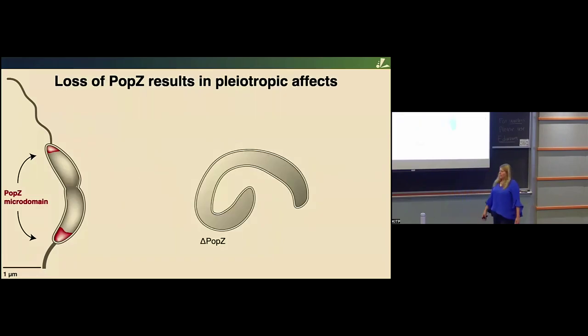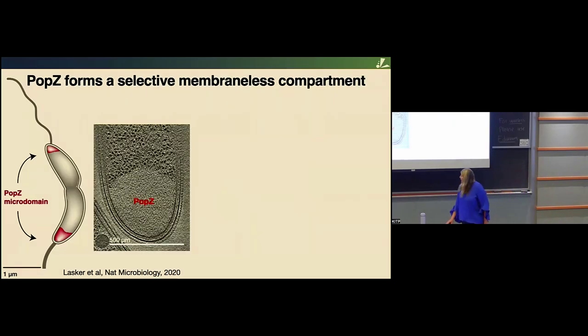If you get rid of POP-Z, the cell is essentially very sick. It loses all of its asymmetry markers and can't do DNA replication and segregation anymore. Cells are still alive, but they become a useless noodle, in a way. Okay, so how does this POP-Z look inside? This is now tomography. These are all ribosomes that are excluded from this microdomain. And it's not just large things that don't go in, I'm going to show you.